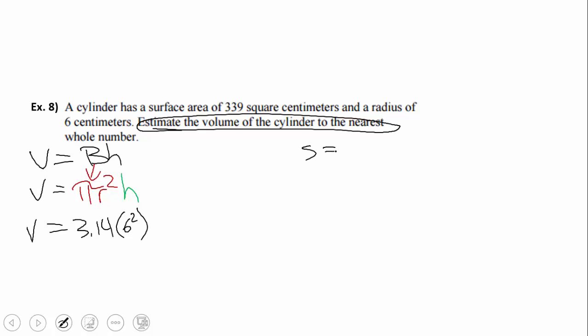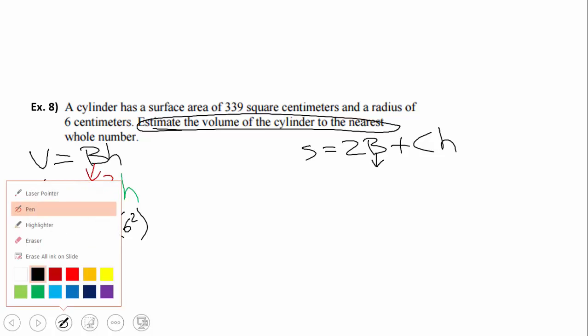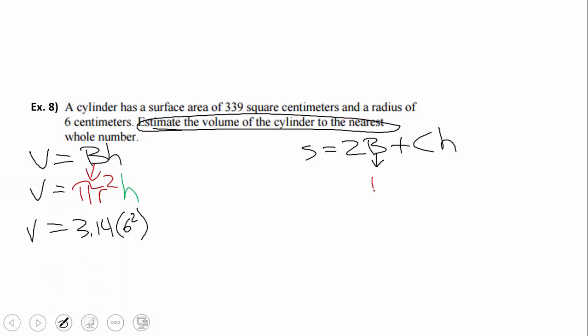We've done that before. Surface area is 2 times the area of the base plus the circumference times the height. And we recall that a base is a circle, so we have pi times the radius squared. We have 2 of those. And we're going to add that to the circumference, which is 2 pi r, and that's times the height.